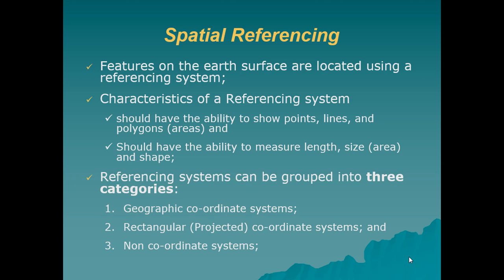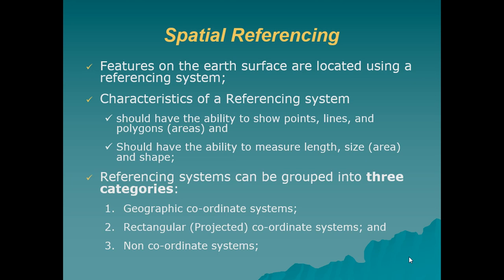Referencing systems should have the ability to show points, lines, and polygons or area features. In other words, for every single part of that feature, be it a point, a line, or an area feature, we must be able to identify a precise location using this referencing system. The referencing system should also have the ability to measure length, areas, and shape of the features. So you must be able to use this referencing system to derive that kind of information about features from your map.